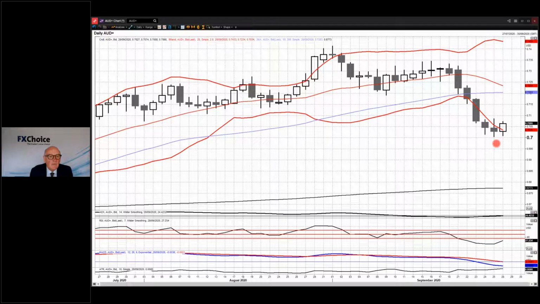It's just that it's done enough for the moment. So I would expect this week to be steady for the Aussie dollar.